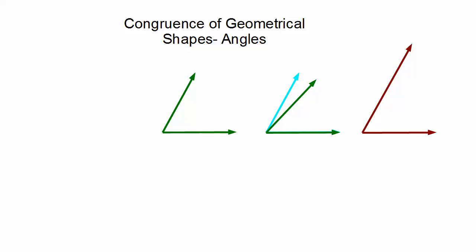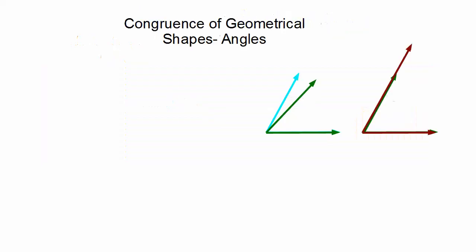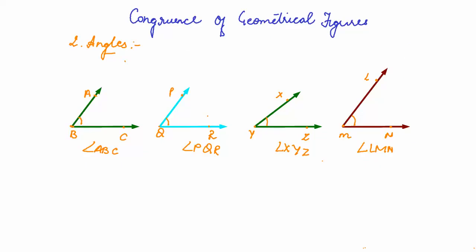Now the question arises: are the first and second congruent to the fourth one? Let's look at the red one. You can see that the ray or the arm of the red one, that is LMN, is bigger than that of ABC, which makes it a little confusing whether LMN is congruent to ABC or not. Now the question is, what are we measuring? Are we measuring the length of arm LM, or the angle of ABC? We are saying that the angles are congruent. Here, the property of congruence is applied on the angle and not on the arm.